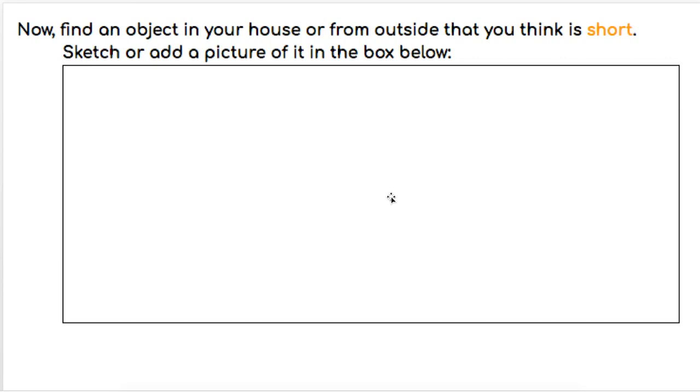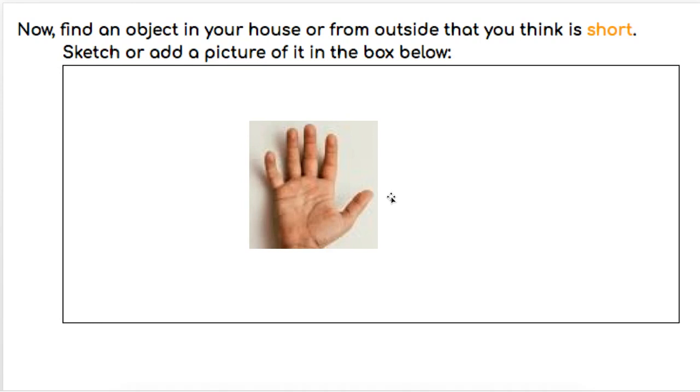Next, you want to find an object in your house or from outside that you think is short. It should be shorter than the object that we're measuring, which is the object that we had before. So again, sketch or add a picture of this in this box. So maybe you could choose a pencil or maybe a little twig that's fallen off of a tree or something that's very handy, your hand.